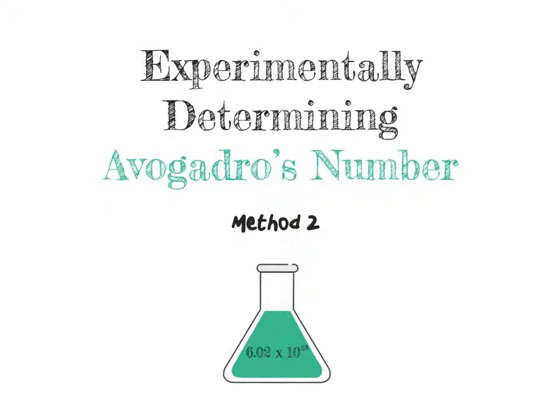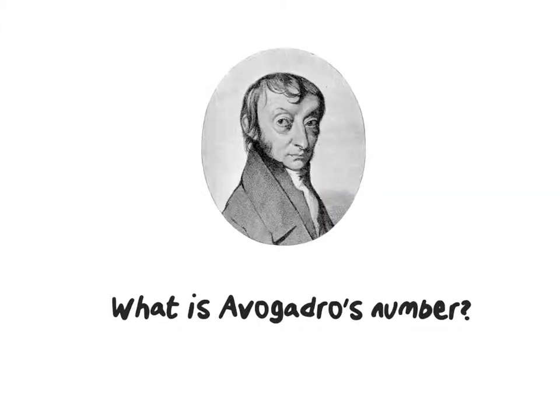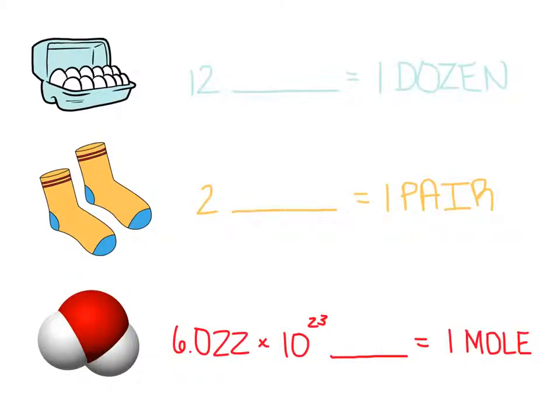So this is experimentally determining Avogadro's number, method number 2. So let's first do a refresher on what Avogadro's number exactly is. To do that, we're going to talk about some numbers that are used in the exact same way. 12 eggs, 12 cookies, 12 of anything make 1 dozen. Same thing, 2 socks, 2 mittens, 2 of anything make 1 pair.